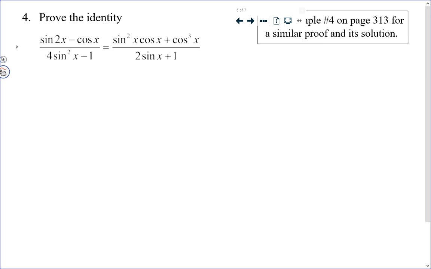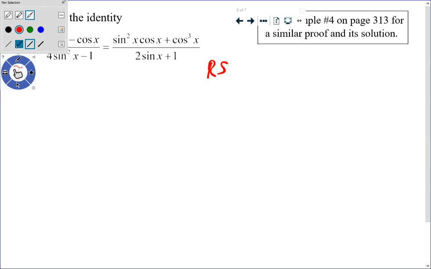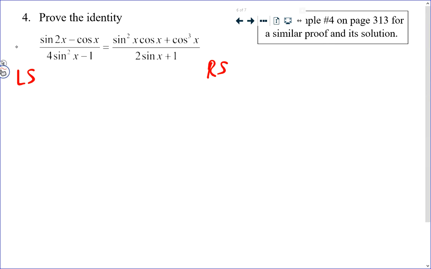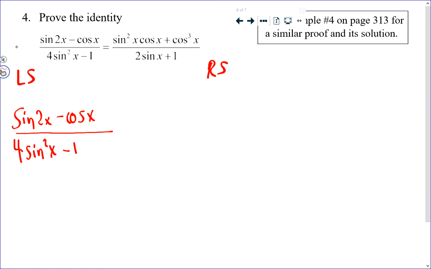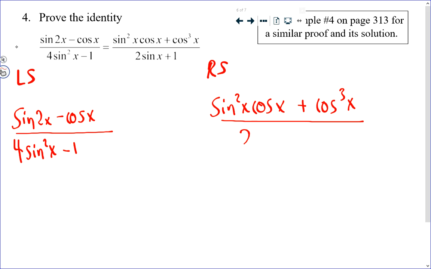All right, let's take a look at example 4. It looks like a really tough question, but it turns out it's not. The left-hand side and the right-hand side need to be rewritten. So we have sine of 2x minus cosine of x over 4 sine squared x minus 1. And then on the right-hand side, I have sine squared of x cosine of x plus cosine cubed of x, and it's over 2 sine x plus 1. So what can we do?